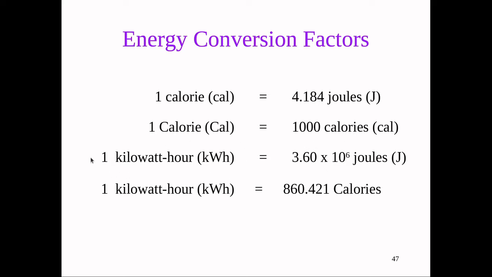1 kilowatt hour is equal to 3.6 times 10 to the 6 joules. You can see that these units are really quite a bit smaller than this, right? You need 3 million joules to equal 1 kilowatt hour. And 1 kilowatt hour is also equal to 860.421 big C calories, which would mean that it would be equal to 860,421 little C calories, because we'd have to multiply by 1,000.